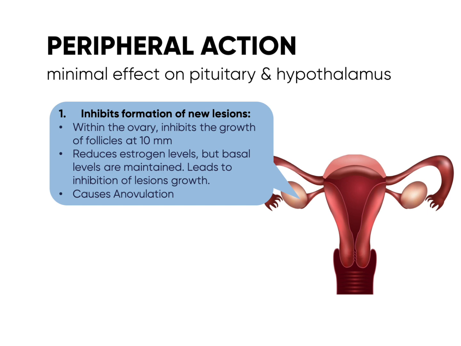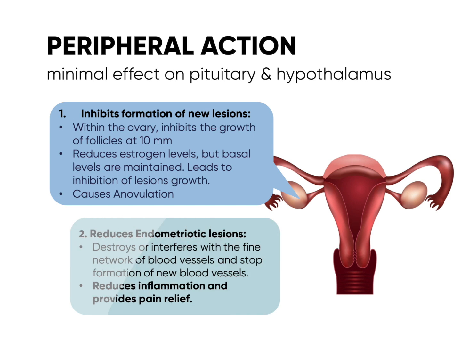It's important to note that follicle growth inhibition causes anovulation, or a condition when the egg or ovum is not released from the ovary during the cycle, causing temporary infertility. Dienogest also works on existing endometrial lesions. It destroys or interferes with the fine network of blood vessels and stops the formation of new blood vessels, thereby reducing lesions with time. It further reduces inflammation and pain.